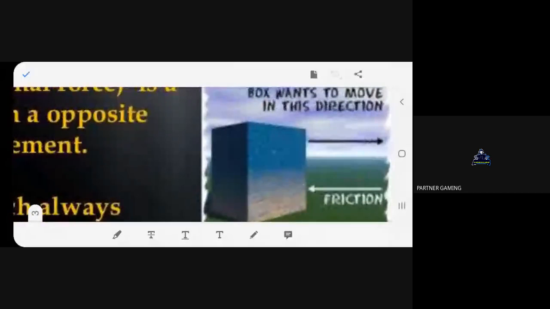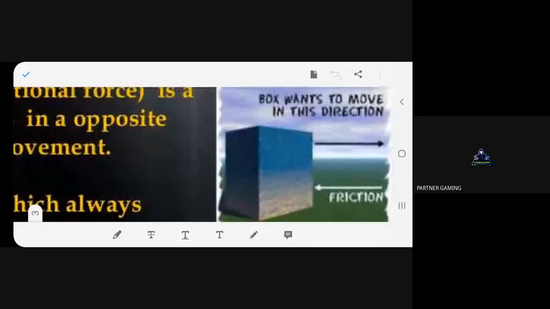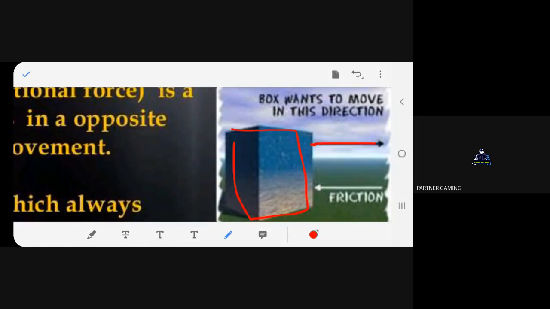You can see over here, this is a box. Okay, you see this box? Now it is moving in this direction, forward direction. So where will the friction be? It will be in the opposite direction. This is the friction. This is what you have to remember in this chapter.